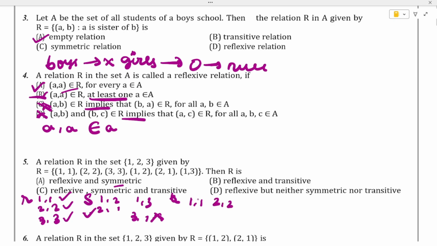(1,2), (2,2). (1,2) is also there, this is agreeing. If you take (2,2) and (3,3), (2,3) should be transitive, that means the first element of this and the last element of this should belong there. (2,3) is not there, so you can say that it is reflexive but neither transitive nor symmetric.